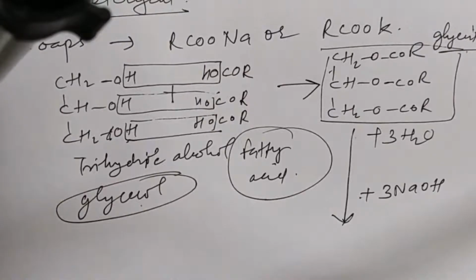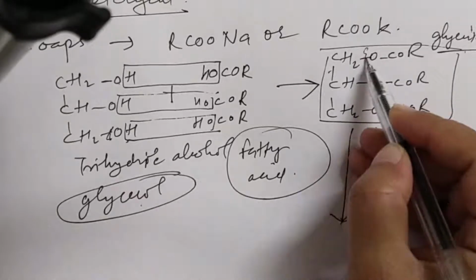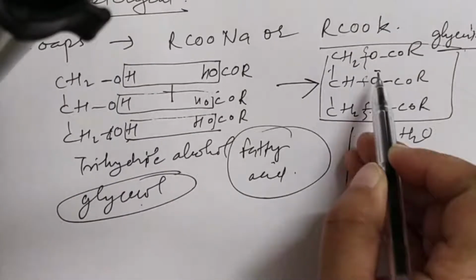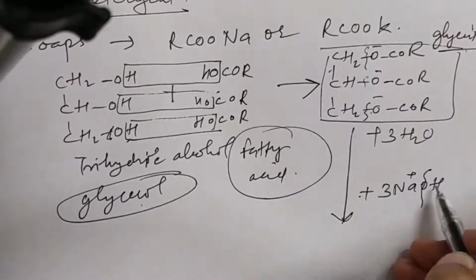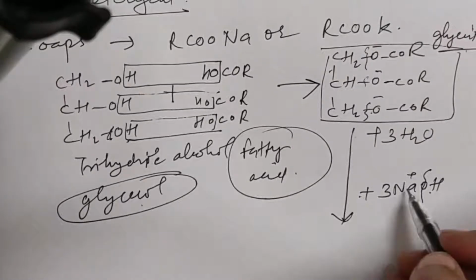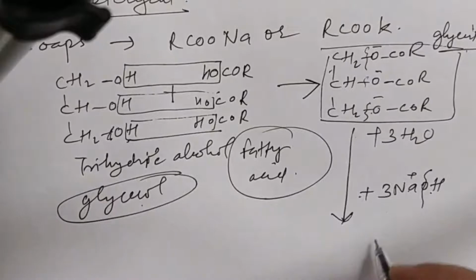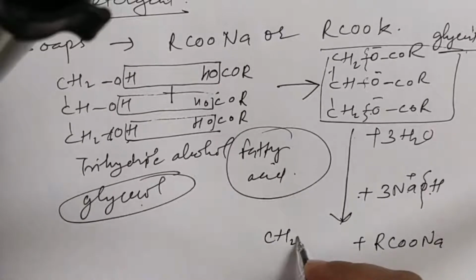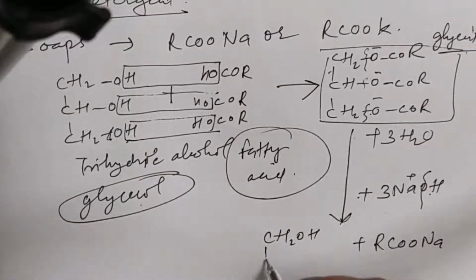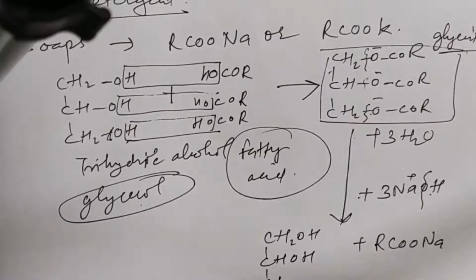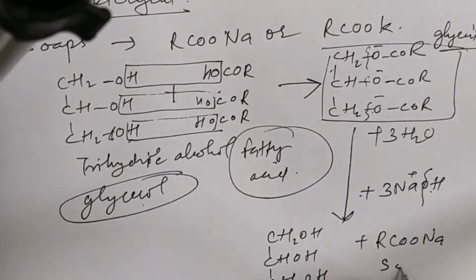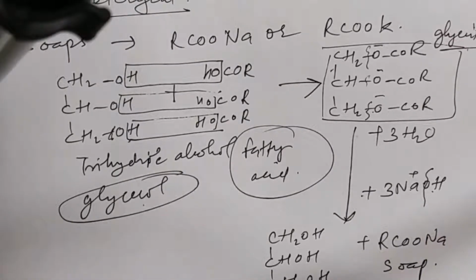What will be there? See here how the cleavage will occur. RCO negative, RCO negative, RCO negative, Na positive and OH negative. From the NaOH molecule, the positive ion will go with the negative molecule in the form of RCONa, and the rest of the molecule will be joined, and it will be the glycerol molecule, CH2OH, CHOH, CH2OH. This is the glycerol molecule with the formation of soap molecule. Okay, so here we have discussed the formation of soap.